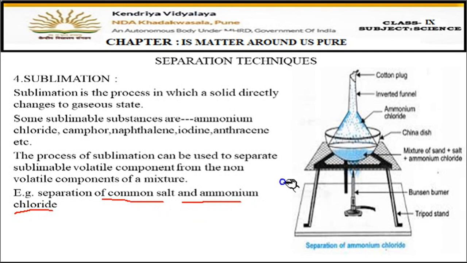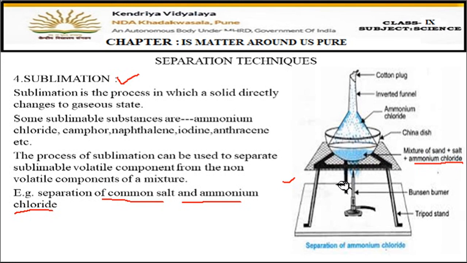Here in the diagram you can see that there is a china dish in which we have taken the mixture of sand and ammonium chloride. You can take common salt also, common salt and ammonium chloride. But the sublimation technique can only be used when one of the components is sublimable in nature. Otherwise, there is no use of doing the sublimation technique. So we have to directly heat the mixture now. While heating, what will happen, children?